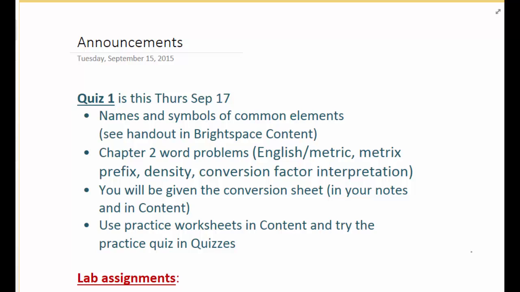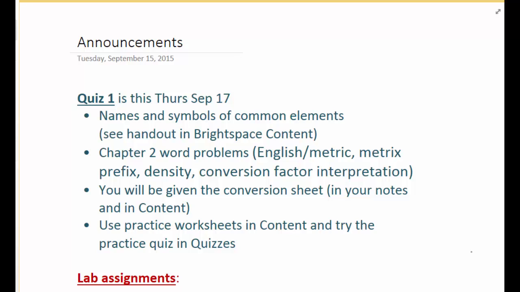Obviously, the questions on the quiz will be different from any of the questions you've seen before, but that doesn't matter if you're confident with this method of finding the conversion factors, making a roadmap from start to finish, and then filling it in so the units cancel. Okay? That type of method can be applied to any kind of problem that you would encounter like that.